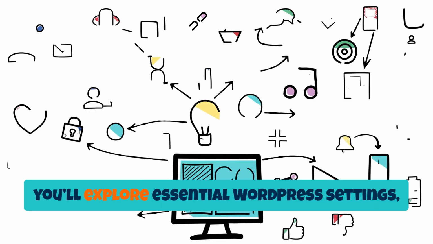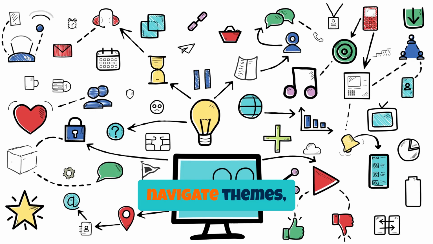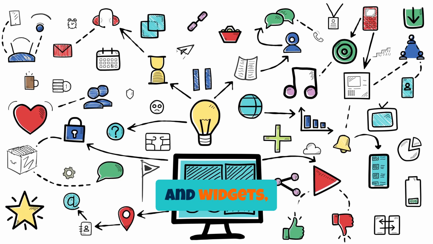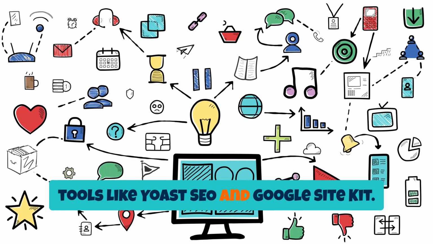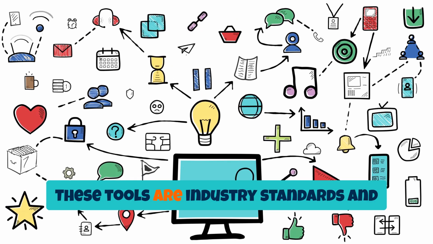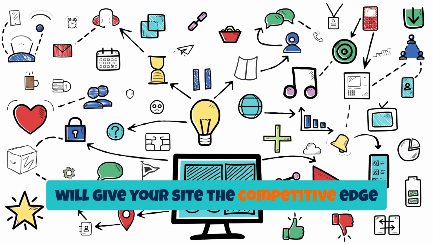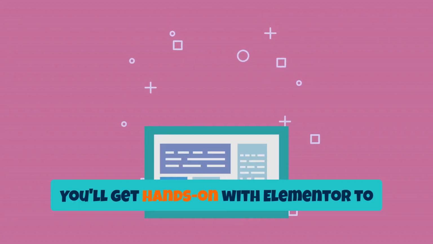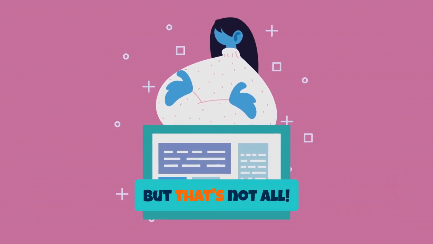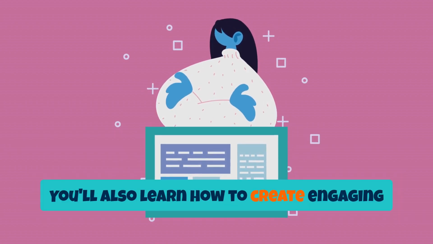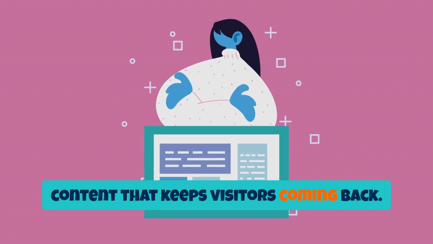Inside the course, you'll explore essential WordPress settings, navigate themes, plugins, and widgets, and optimize your site for SEO using tools like Yoast SEO and Google Site Kit. These tools are industry standards and will give your site the competitive edge it needs. You'll get hands-on with Elementor to design stunning landing pages and company profiles. But that's not all. You'll also learn how to create engaging content that keeps visitors coming back.